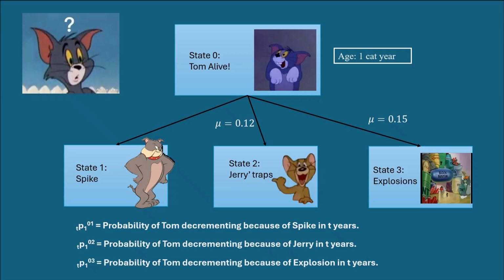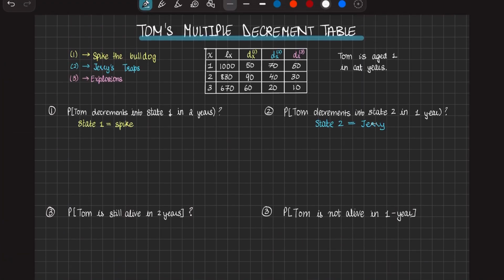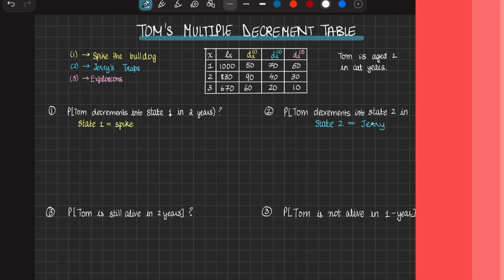Tom is age 1 in cat years. That's why we have TP1. If Tom was age 32, we would have TP32. So now we're going to be calculating some probabilities using our multiple decrement table.